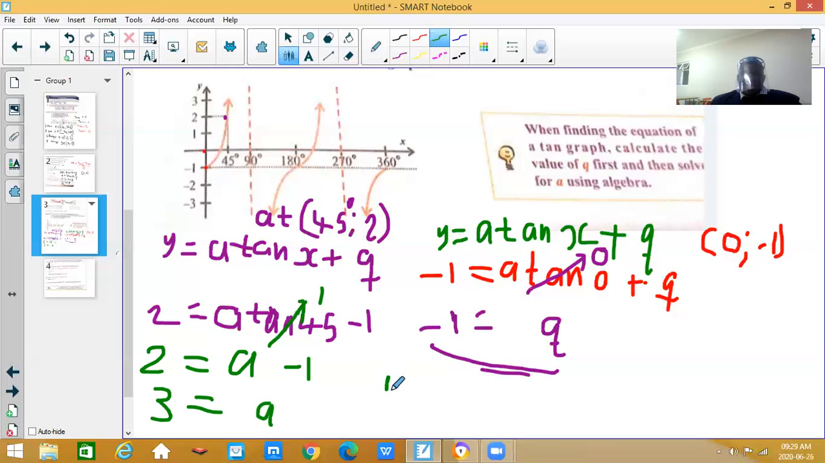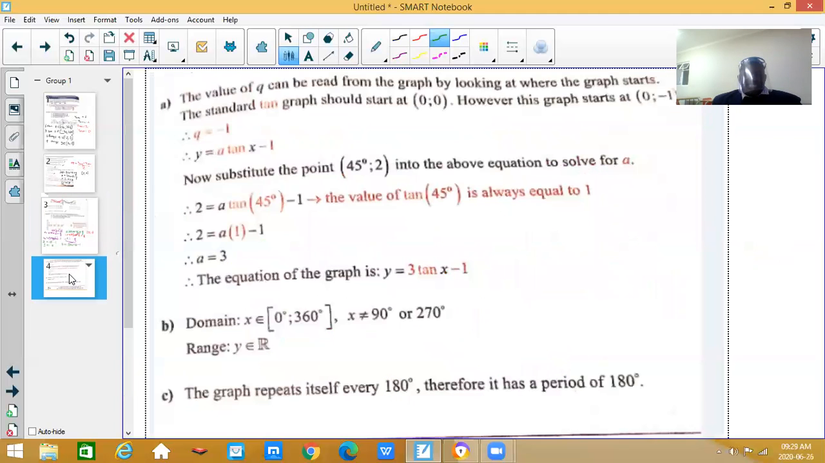Implying that the equation of this graph, what is the value of a? The value of a is 3, so 3 tan x minus 1, where -1 is the value of q. So we have got the equation that we want. Now, this is what we had: a is 3. The equation is y is equal to 3 tan x minus 1.